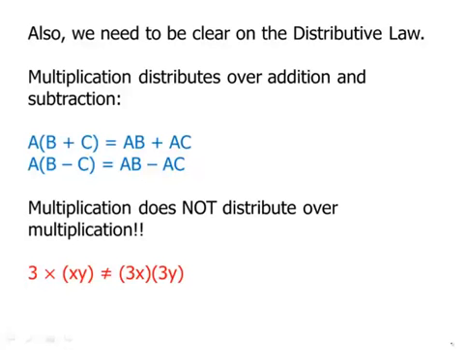Multiplication does not distribute over multiplication. So 3 times xy does not equal 3 times x times 3 times y. We do not get two different factors of the 3, one multiplying each factor. We don't distribute over factors, we only distribute over separate terms, and xy is a single term. So in fact, if we multiply 3 times xy, we just get 3xy. Very important to be clear on this. This is a subtle mistake.